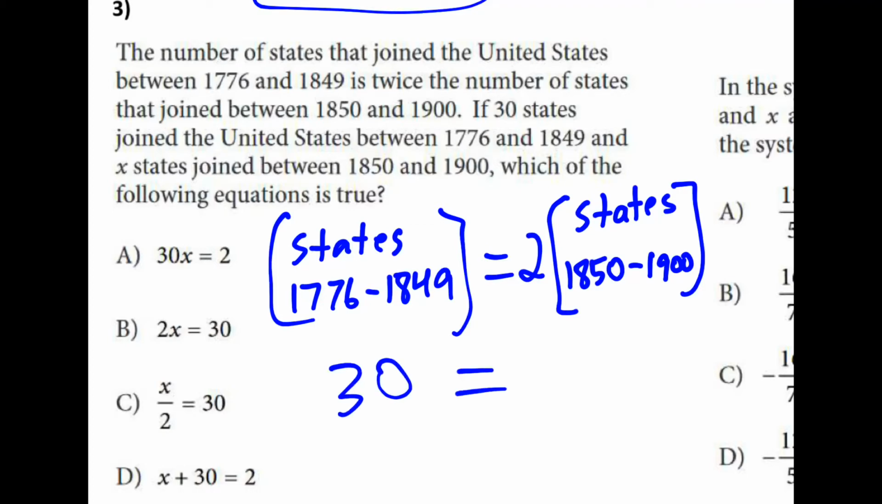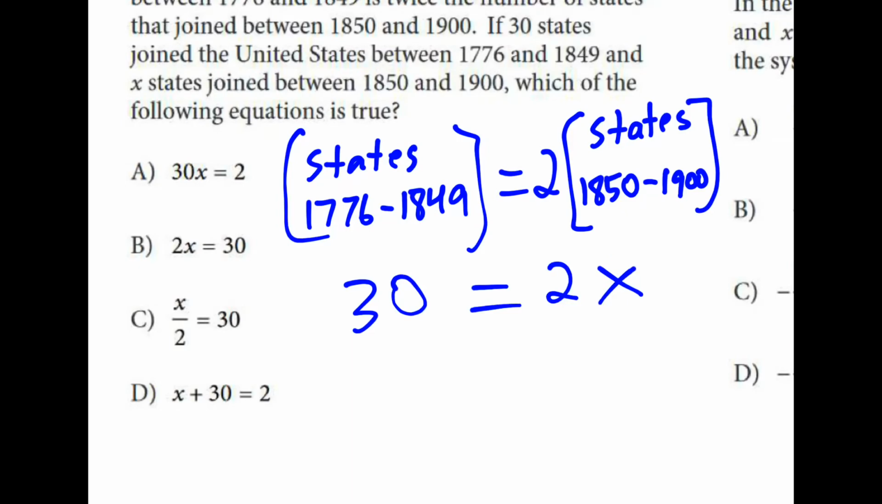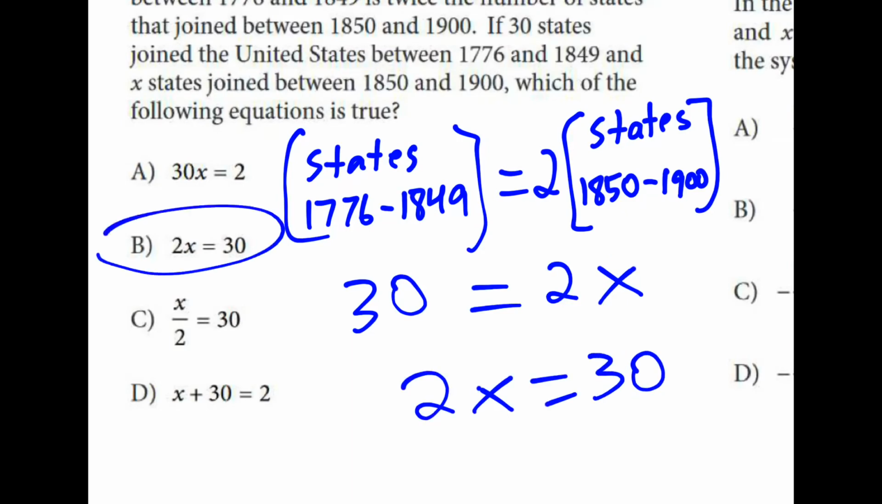So they want to know, what is x if x states joined between that range? So it just flips it around, which you can do. And our answer is B.